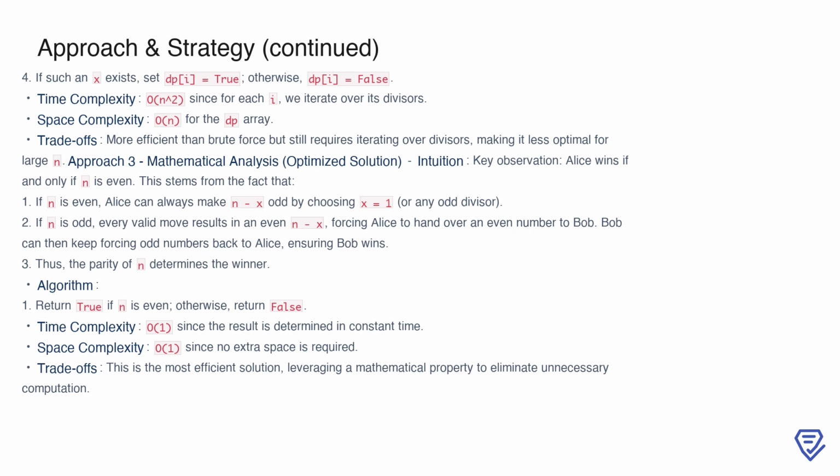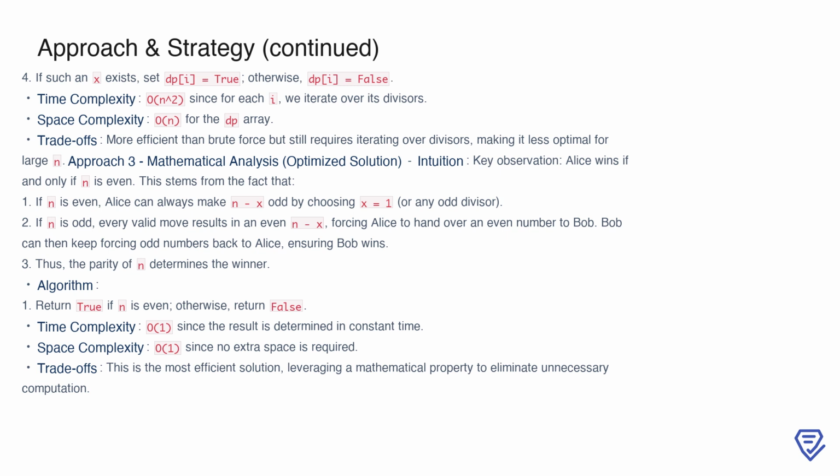For each number i greater than 1, we check all its divisors x where 1 < x < i, and if there's any divisor that leaves the opponent in a losing position, meaning dp[i - x] equals false, we set dp[i] equals true. Otherwise, Alice cannot force a win, so dp[i] equals false.